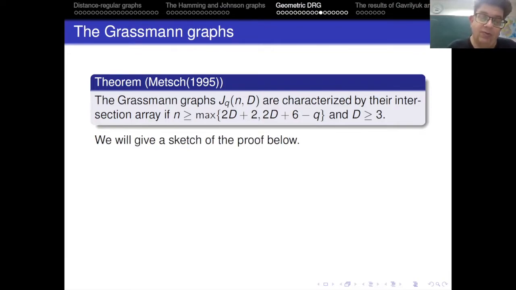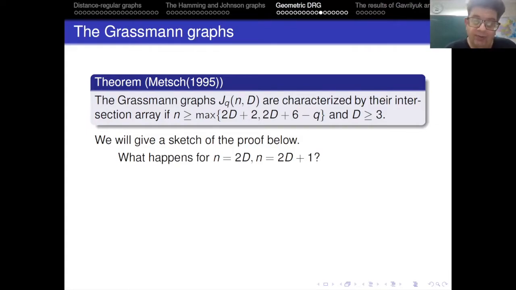And we will give a sketch of the proof below. So what happens for n is 2D and n is 2D plus 1? Except for q small, we believe that that should also be the case, that they are characterized by the intersection ring, but the method by Klaus Metsch did not work for those particular cases. That's q is 2 and q is 3. But that should not be too difficult to repair, I hope, but we don't know at this moment. Gavrilyuk told me that he has some progress on this.